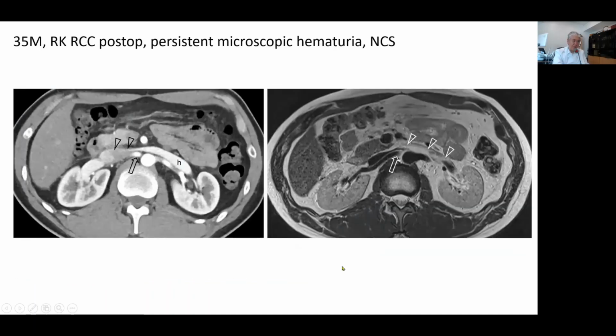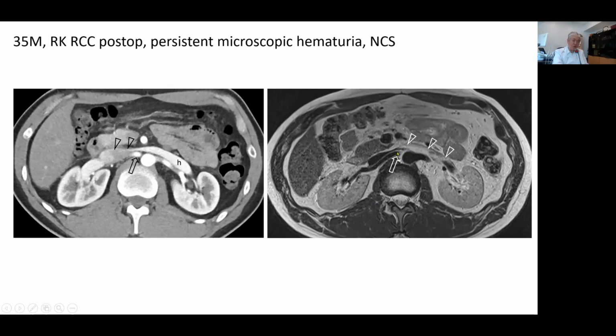Another example, a 35-year-old man who had persistent microscopic hematuria after right partial nephrectomy for renal carcinoma. CT shows compression of the left renal vein by the right renal artery and flow of contrast opacified blood along the anterior margin of the left renal vein and vena cava, so type 2 Nutcracker. And this is his T2-weighted MRI image, and it shows high signal intensity in the left renal vein up to the site where the left renal vein is compressed by the right renal artery.